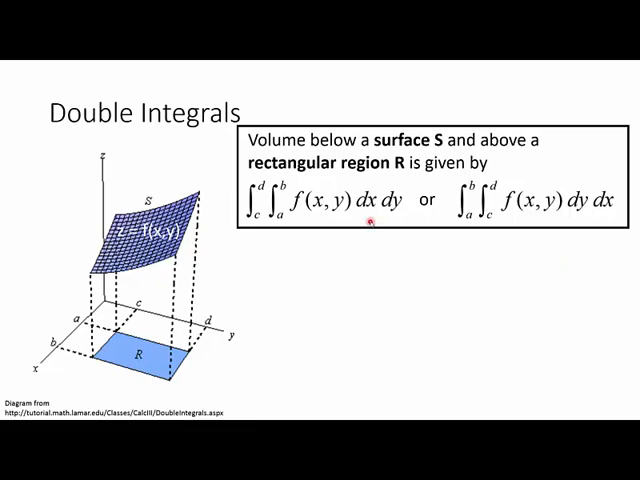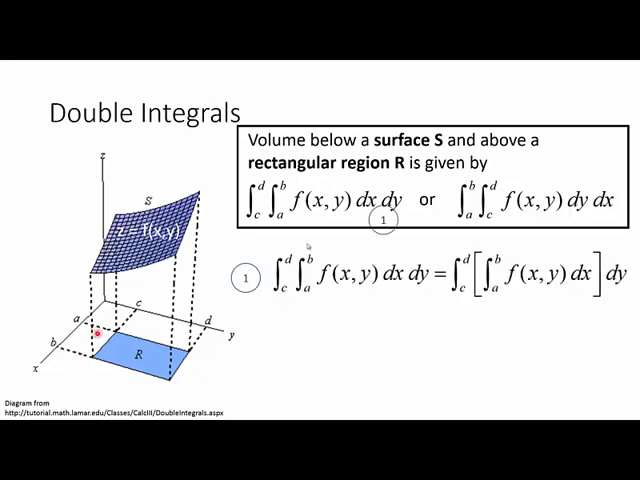Let us examine the first double integral. In the first double integral, dx comes first. Therefore, the inner integration limits, a and b, refer to the x values, which is also what the diagram says, where a and b are along the x-axis. Hence, we can write out the first double integral like this, where we place a pair of square brackets here and here.